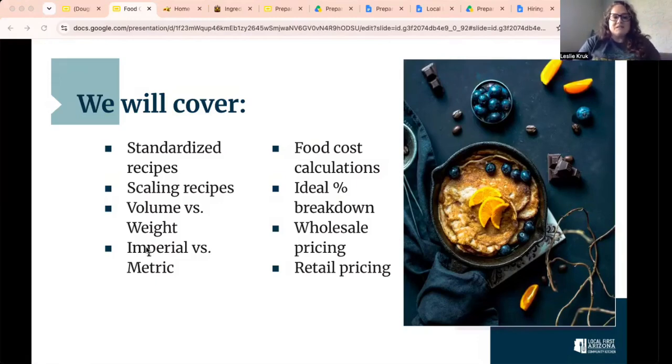I'm going to talk to you about the difference between volume and weight when you are measuring out recipes. Also touch on the use of imperial versus metric system when you are measuring. And then finally, into the product pricing piece, we're going to talk about how to make appropriate food cost calculations. I'll cover the ideal percentage breakdown in your operation. And then I'm going to show you how to calculate wholesale prices and retail pricing.